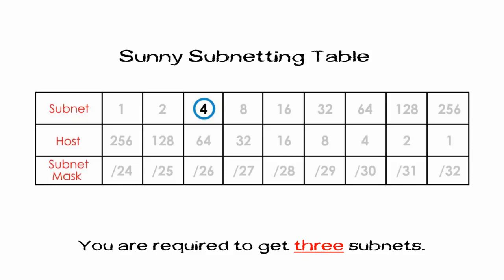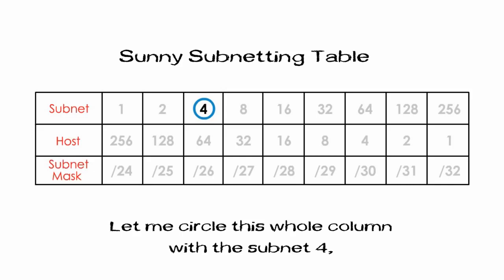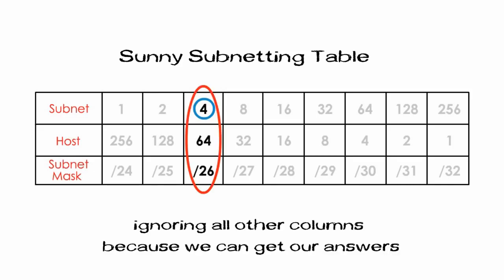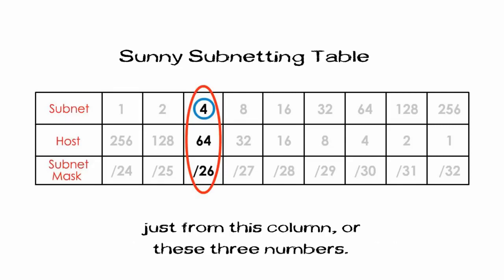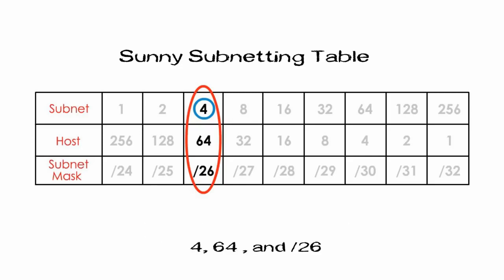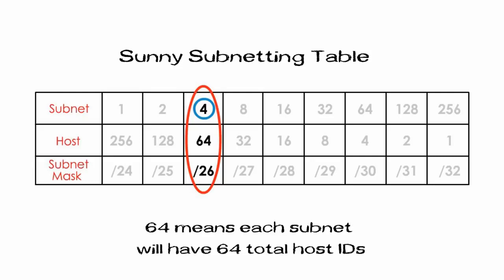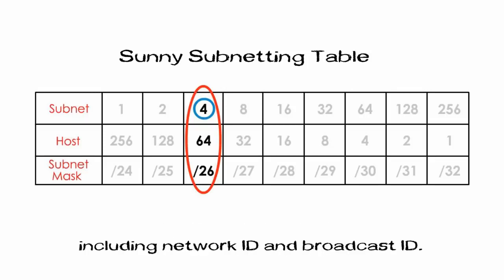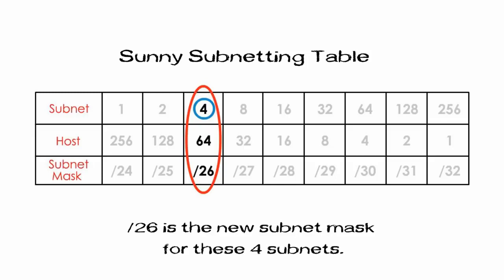So we choose 4 subnets, 4. Let me circle the whole column, ignoring all other columns because we only use these 3 numbers, and we can get all our answers just from this column or these 3 numbers: 4, 64, and /26. 4 means 4 subnets. 64 means each new subnet will have 64 total host IDs, including network ID and broadcast ID. /26 is the new subnet mask for all these 4 subnets.